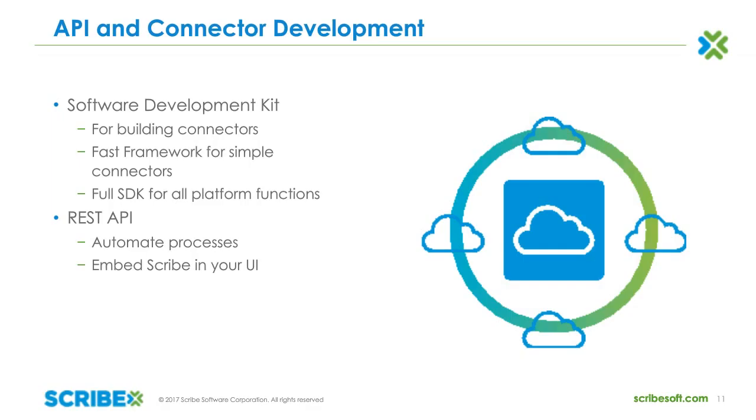Okay, so with that, I think we're almost ready to tie it all together. There's one more topic that I wanted to cover before we get to that, and that is the API and connector development. Scribe Online has a software development kit for building connectors. In fact, there are 2 different ways to do this. There's a fast connector framework that's useful for simple connectors. You can build a connector in just a couple of hours with that.